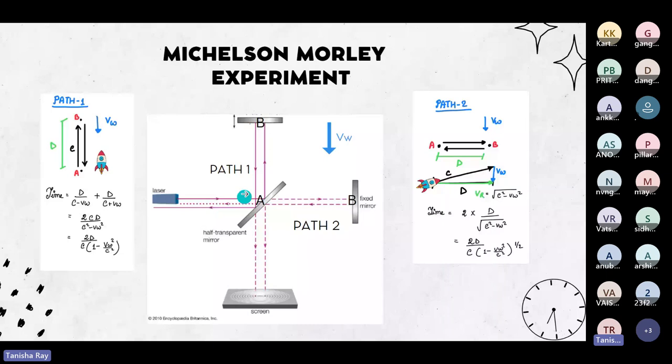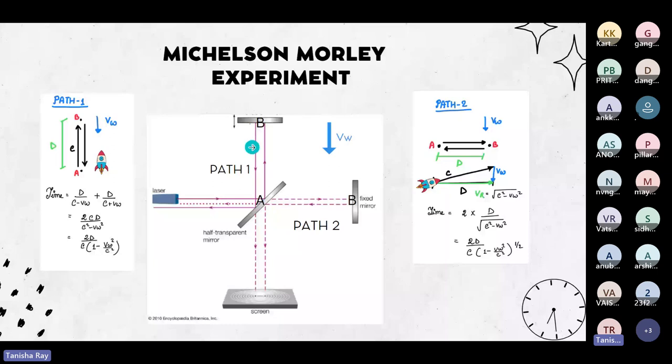This travel from point A to point B for the first light ray has been labeled as path one. And for the second light ray, the travel from point A to point B has been labeled as path two. We are interested here in the difference between these two paths. Okay, so first, let's look at path one, which I have drawn here.